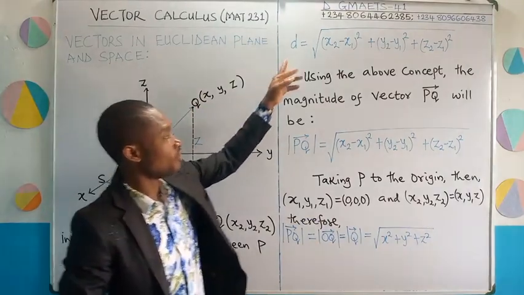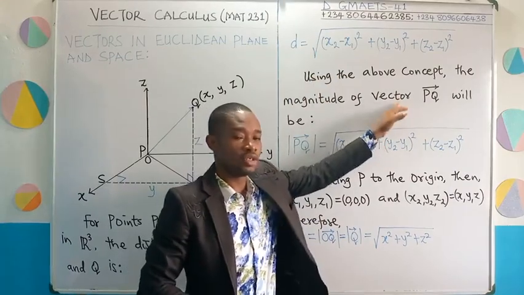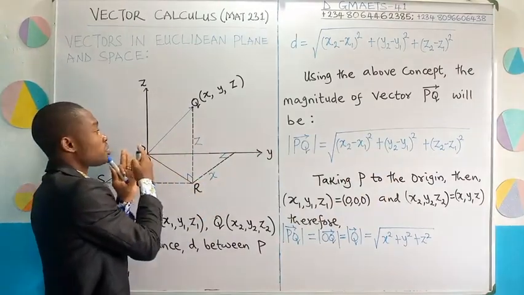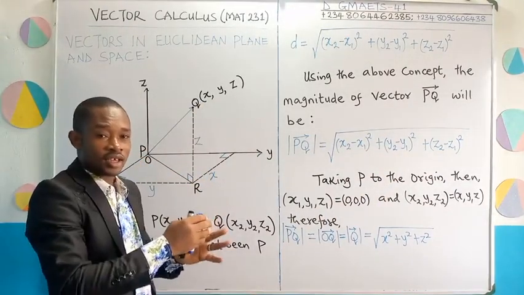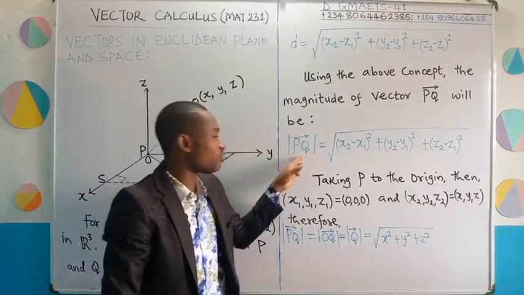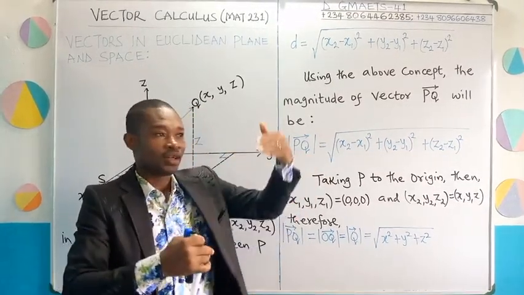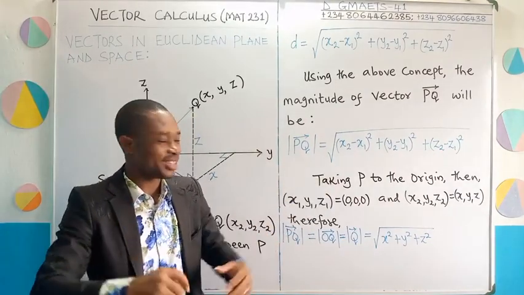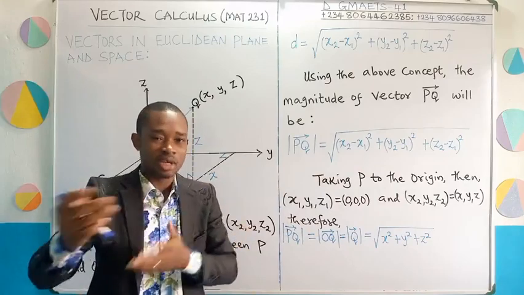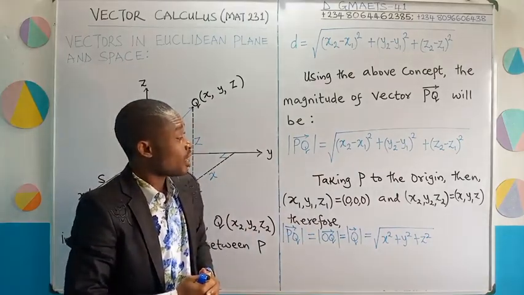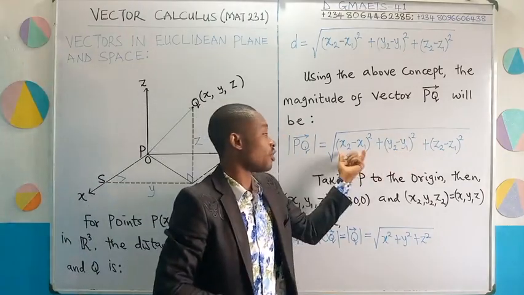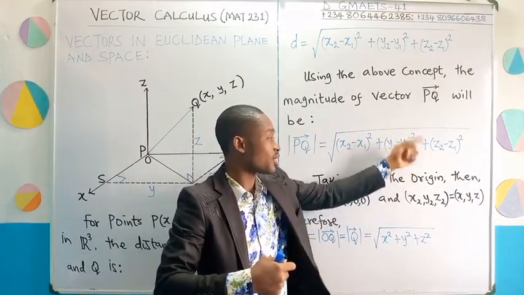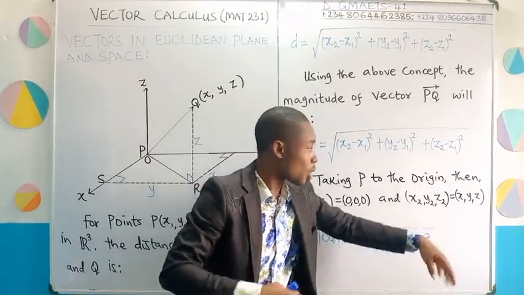With this concept above, we can now proceed to introduce our concept of a vector, taking PQ as a vector which moves from point P to point Q. Is that okay? Then we are going to get a magnitude of vector PQ, which I told you is simply OQ minus OP, or simply Q minus P. Don't worry, when we take questions, you will understand what I mean by this. And so the magnitude is the square root of (x2 minus x1) squared plus (y2 minus y1) squared plus (z2 minus z1) squared.